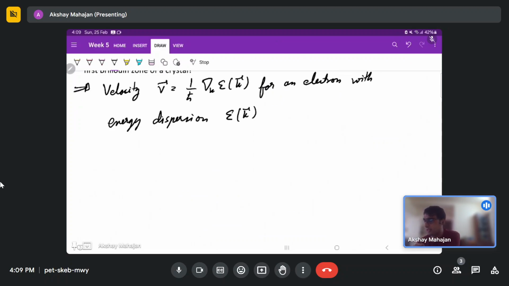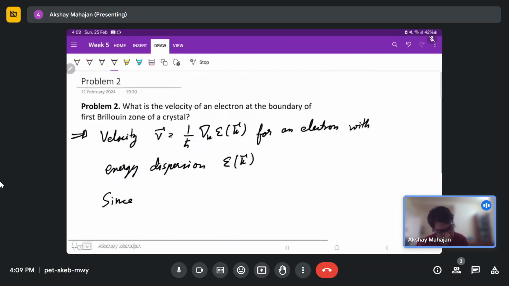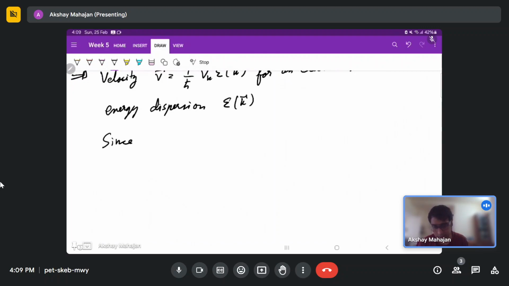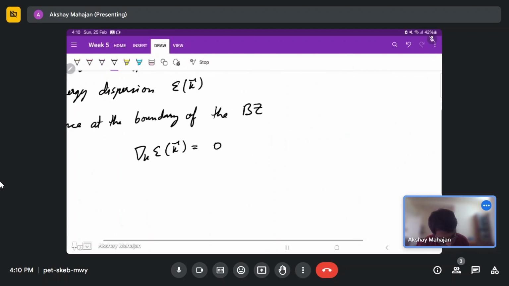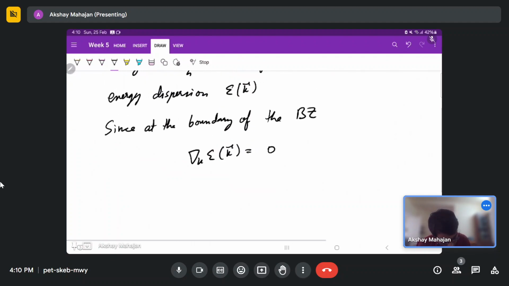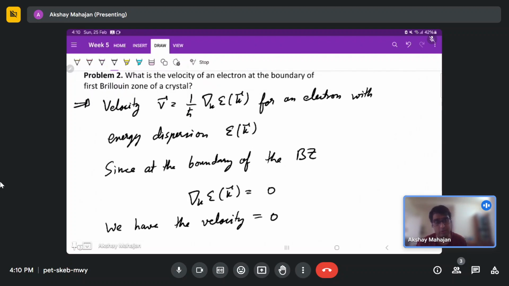Now since we are asked the velocity of the electron at the boundary of the Brillouin zone, since at the boundary of the Brillouin zone this gradient of epsilon of k vector is 0, we have the velocity equal to 0.